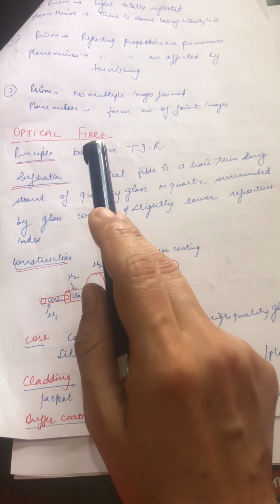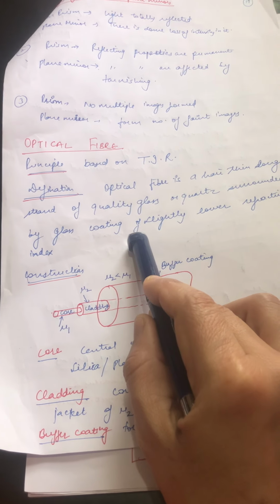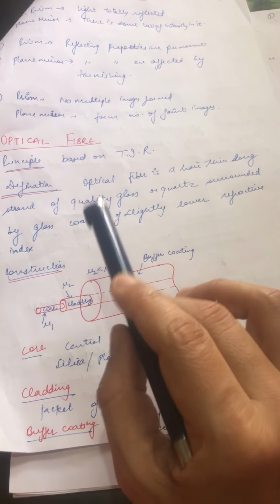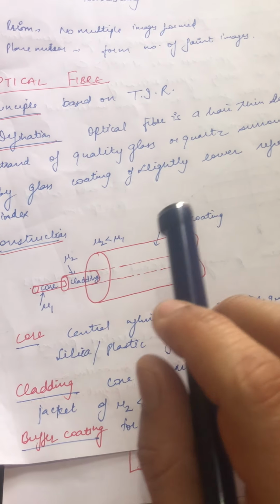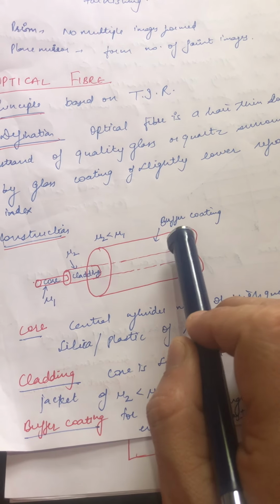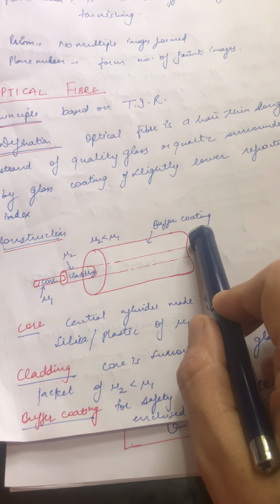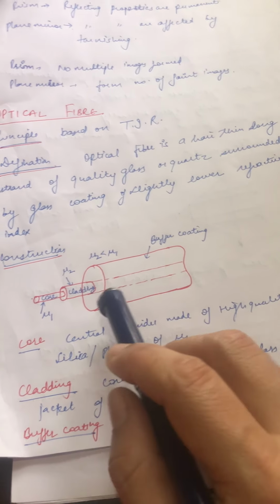So through the optical fiber, light can travel from one end to the other end without the loss in intensity. So this is very important. What is the construction? How is it made up? It actually consists of three parts: core, cladding and buffer coating. But this topic is very important. So many times it was asked in the board papers also.